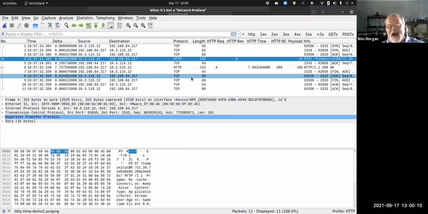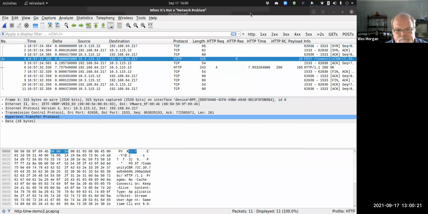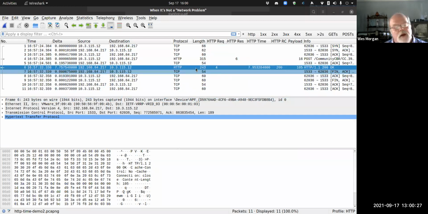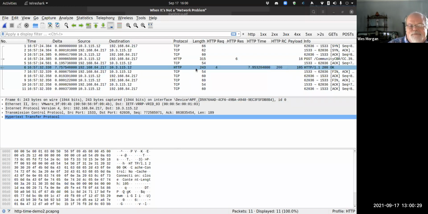This one's a little minor one. In this case, client connects, makes a post, 8 seconds response time. And nothing out of the ordinary there. You know, just processed your data.